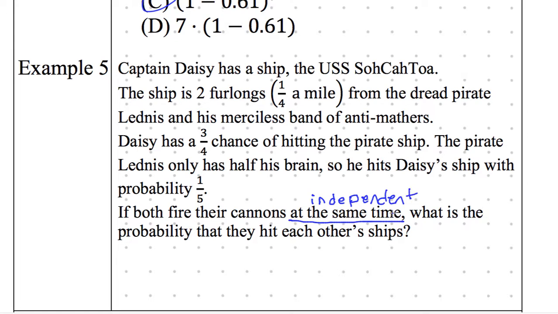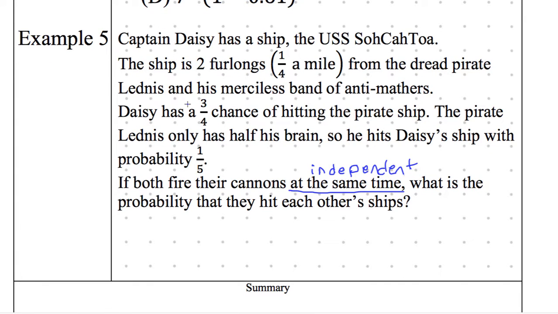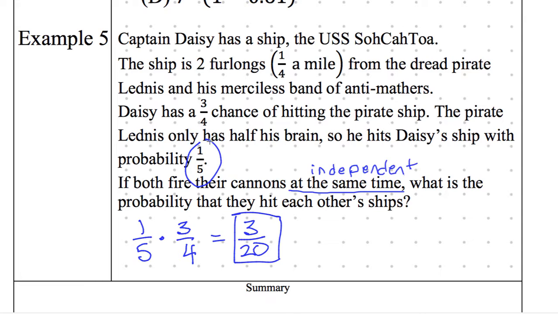What is the probability that they hit each other's ship? So what am I going to do with these chances, 3/4 and 1/5? Do I need to do 1 minus that at all? No, it's just that probability. Don't do 1 minus it. Multiply them. So it's 1/5 times 3/4. 1 times 3 on the top is 3. 5 times 4 is 20. If I had changed the problem to the chance that Daisy hits but Captain Leadness misses, then I'd have to do 1 minus 1/5, times 3/4.